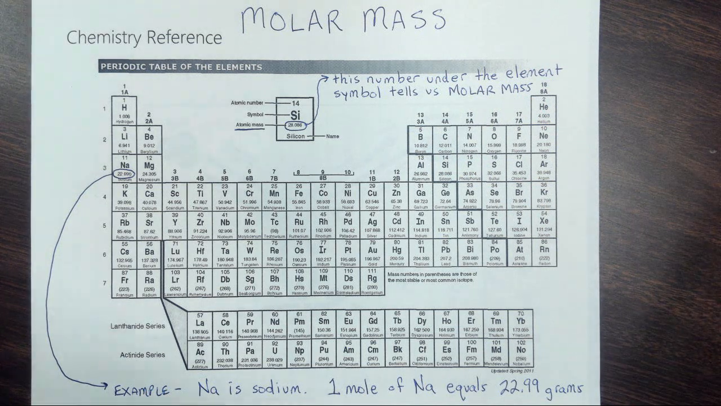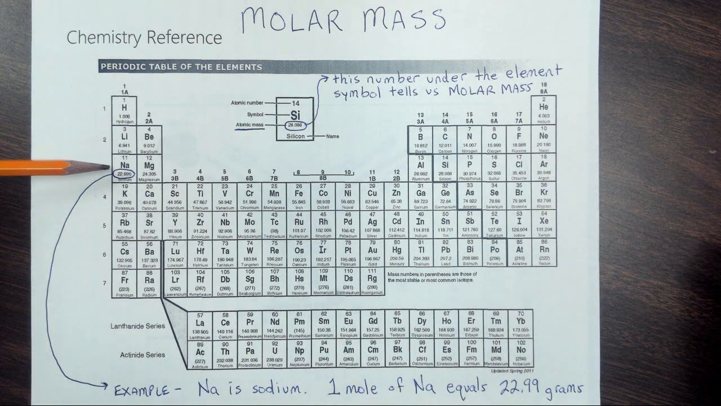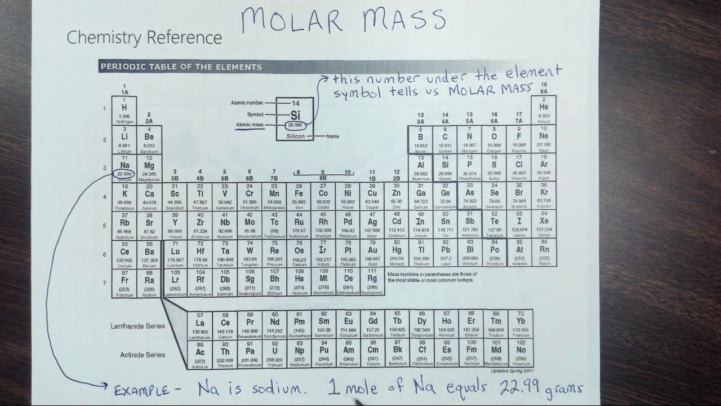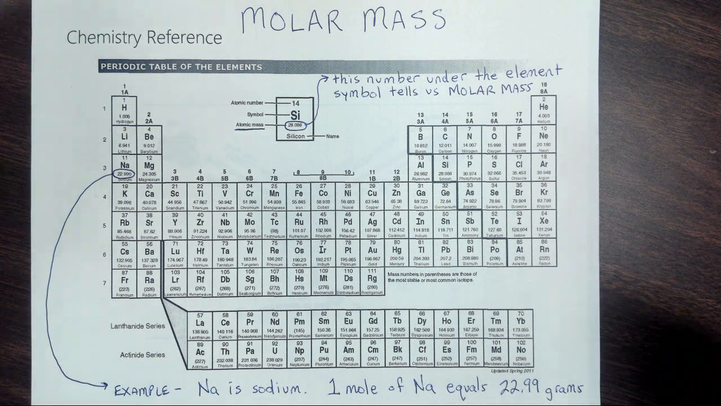Okay, fine. Let's get another example that you might be more familiar with. Sodium over here on the periodic table, Na is the symbol. Sodium is part of the molecule that makes up the salt you use on the table for your food. Sodium has a number underneath of it of 22.99. And if you follow my little example, it says Na is sodium, and 1 mole of Na is equal to 22.99 grams. And again, that's the same for anything.